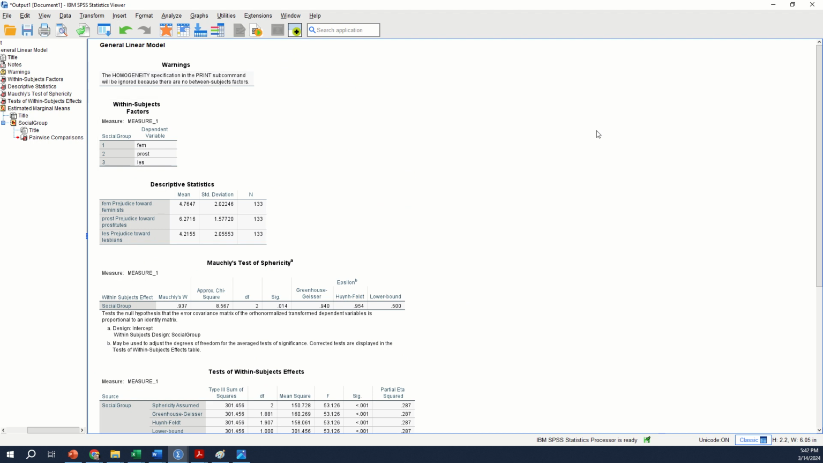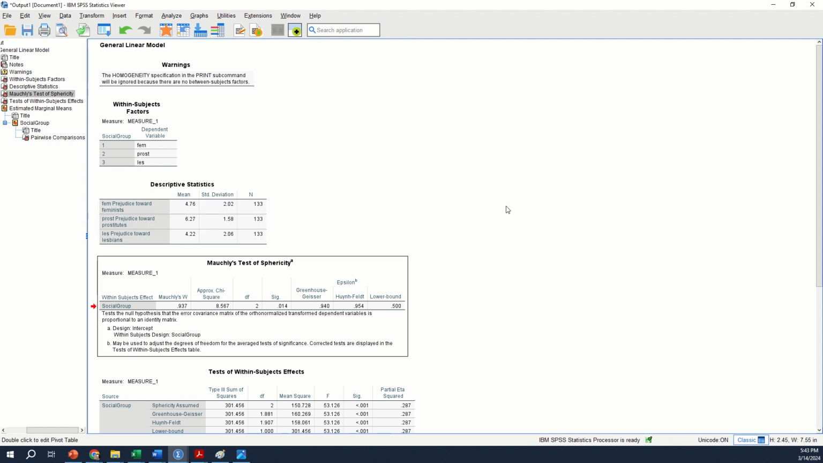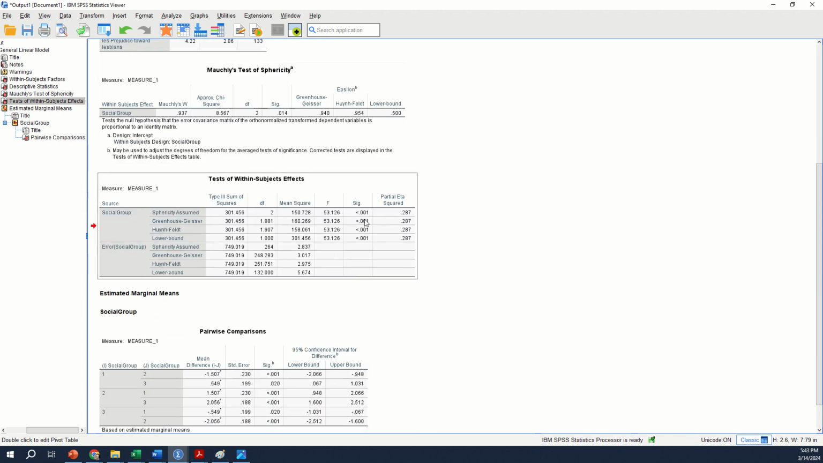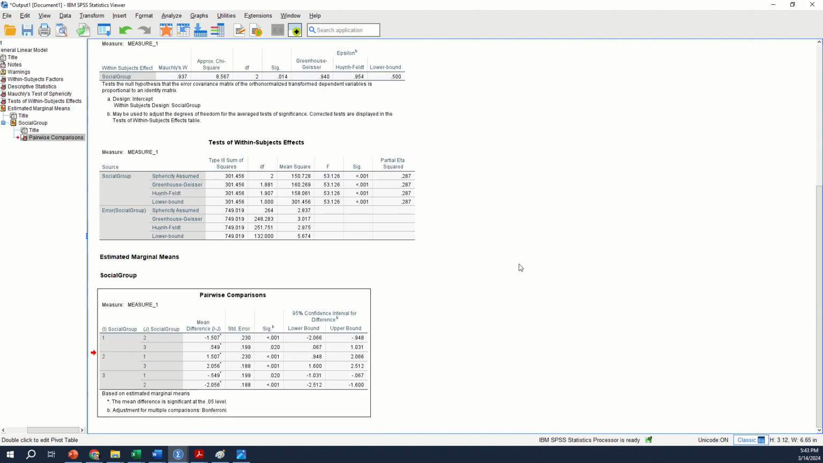So we're going to be left with the table that provides the numerical codes for each of our outcomes. So 1 is feminist prejudice, 2 is prostitute prejudice, 3 is lesbian prejudice. We have our table of descriptive statistics, and so I'll change this to 2 decimal places, a bit easier to look at. We have our test of sphericity, which we'll take a look at in a second, and then we have our ANOVA omnibus table, or test of within subjects table. We'll come back to that, and then we have our post hoc table.